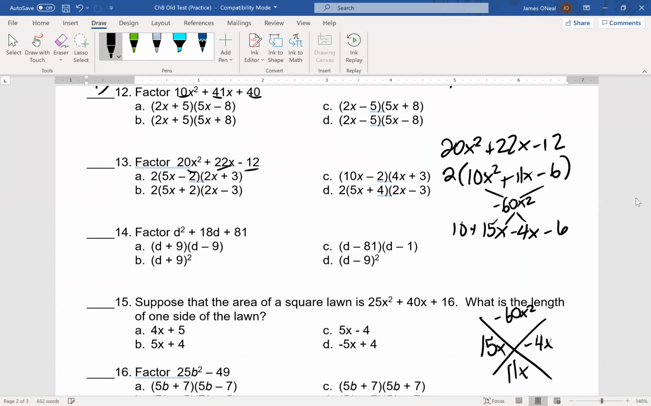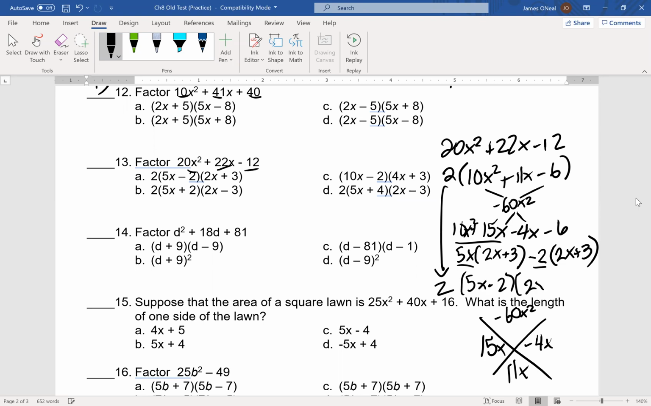Y'all know, no, that's a 10x squared, Mr. O'Neill. Drop this 2 down here so that you don't forget about that 2. And now we're looking at these two terms. 5x will be the greatest common factor. Take that out. We are left with 2x plus 3. And then we take out a negative 2. And then we're left with 2x plus 3. So now we brought down our 2 to set our life up. We get 5x minus 2 times 2x plus 3.